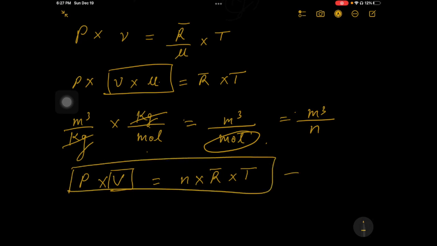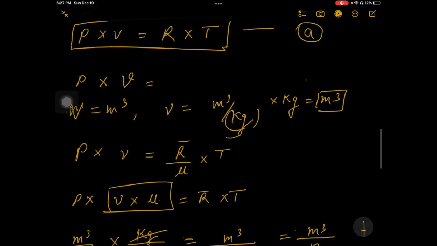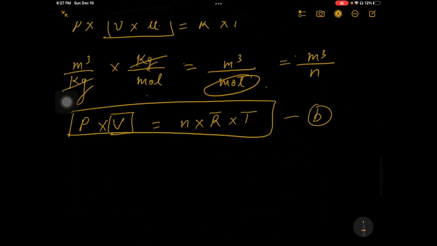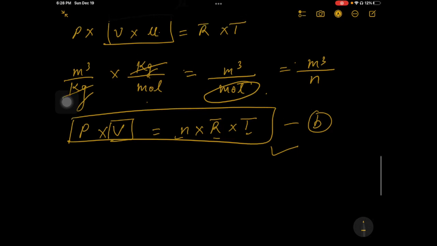This is another equation which we obtained. This is equation B. This is equation A, P v, v was small here, equals RT. And here, PV, now V is capital, which is total volume instead of specific volume, equals n, the number of moles, times the universal gas constant, times absolute temperature. Now this can be used to obtain further calculations, right? Because most of the time you will have pressure, you will have volume of the body, these two will be known, and the temperature of the body. So if you know pressure and volume, you can find the temperature. If you know volume and temperature, you can find the pressure. That's how this relation works.